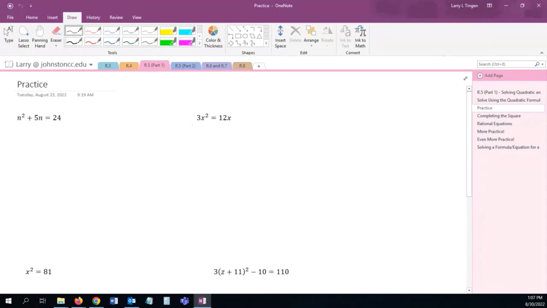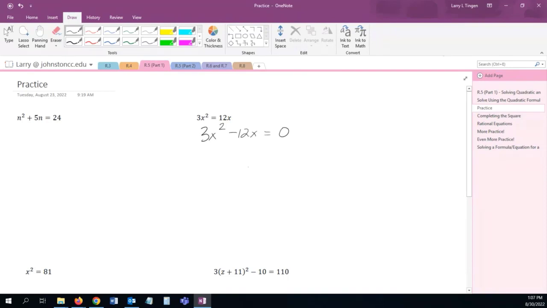All right, so I'm going to tackle the problem on the right here, 3x squared equals 12x. The reason I'm doing it is it looks easy. So I'm dealing with a quadratic, even though I don't have a constant term. I want to get everything to the same side, so I'm going to subtract 12x from both sides. And that leaves me 3x squared minus 12x.